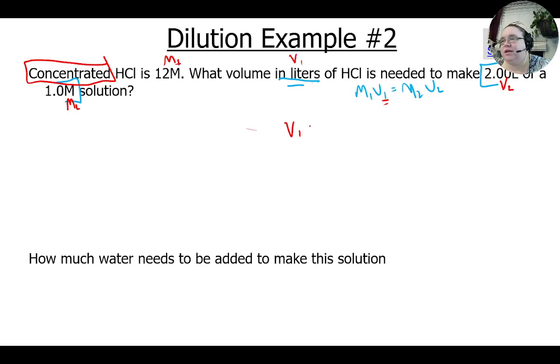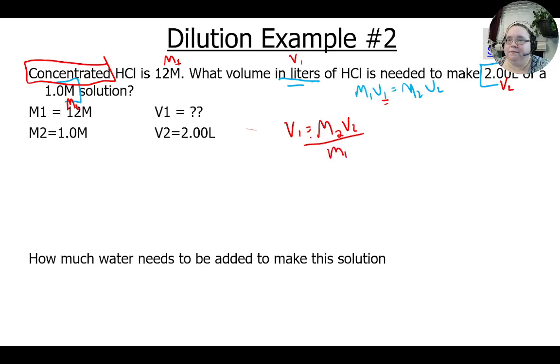So V1 equals, rearranging my equation, I divide by the stuff that I don't need to get it on the bottom. I rearrange the equation and then I plug and chug. So M2 has to be on top, V2 has to be on top, and M1 is going to be on the bottom.